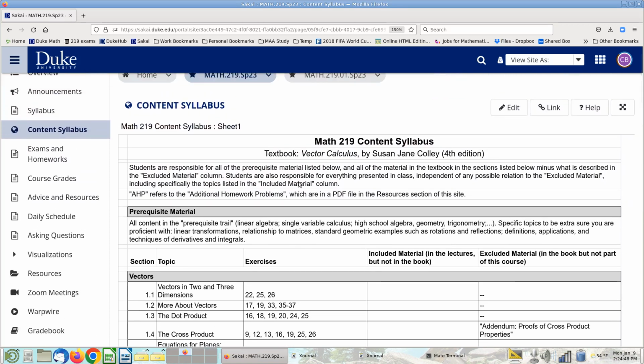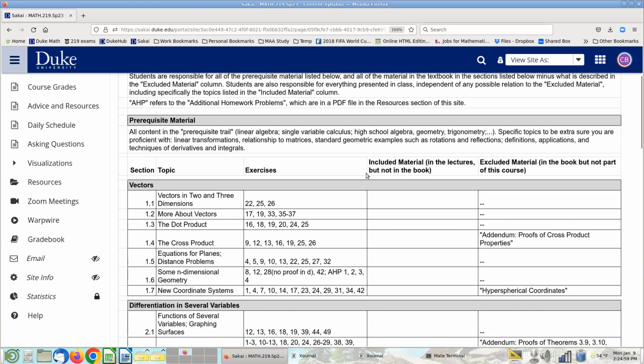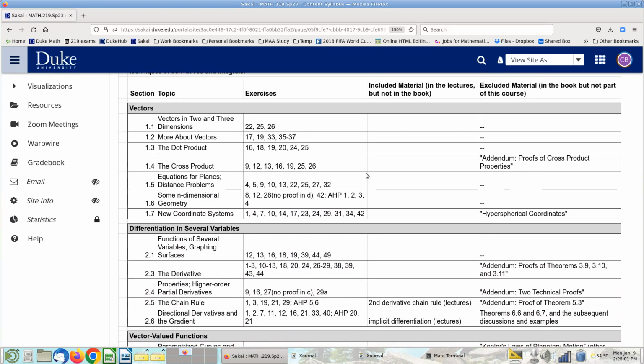Okay. All right. So now, additional information that's on this content syllabus. I'll remind you, here we are, Math 219 content syllabus. While I'm here, the textbook by Susan Colley. Excellent book. I like it a lot. So 2 extra columns. We have a column here called included material. So this is additional material that's part of the course that you are responsible for, but which is not covered in the book itself. The book has just a few little gaps, in my opinion, and so I've documented additional things that I'm going to cover.